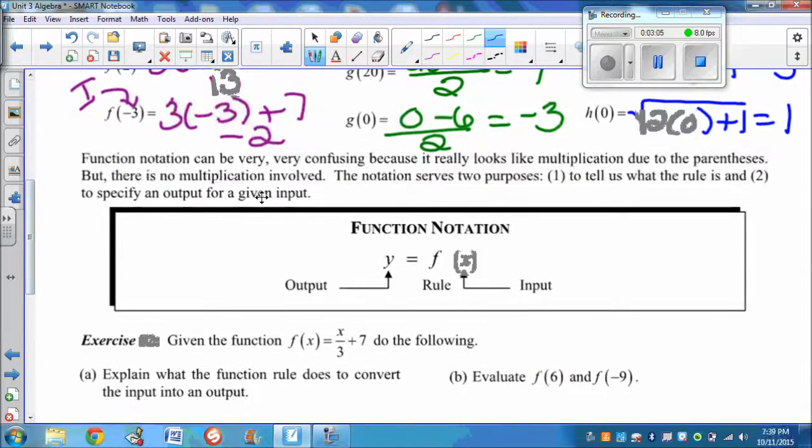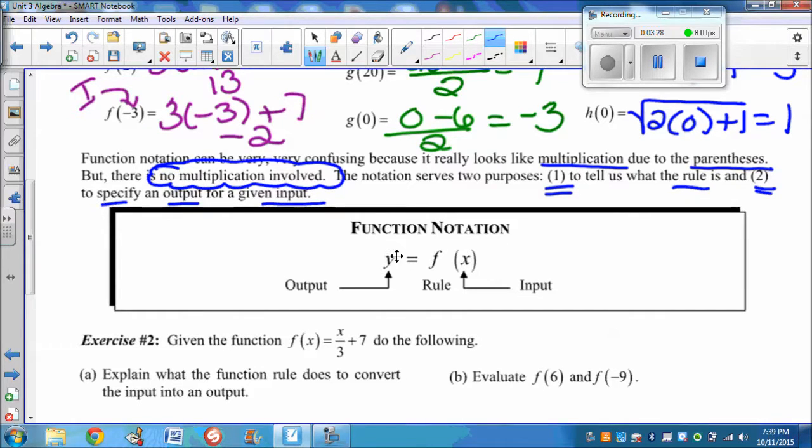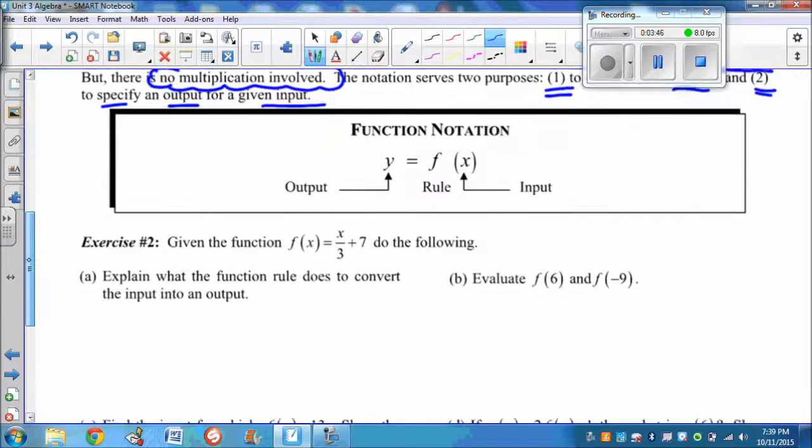So it says function notation can be very, very confusing because it really looks like multiplication due to the parentheses. But there is absolutely no multiplication involved. The notation serves two purposes. One, to tell us what the rule is, and two, to specify an output for a given input. So in our function notation, our output is y equals f, that indicates the rule, and then x is your input. So if you can keep in mind that f of x is the same thing as y, you're not going to have any problem with the function notation.